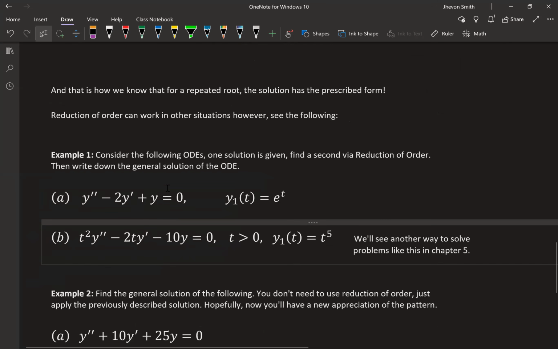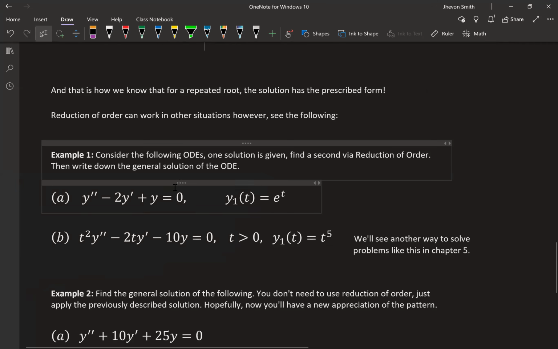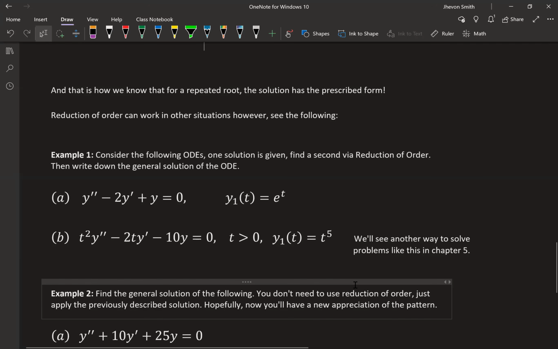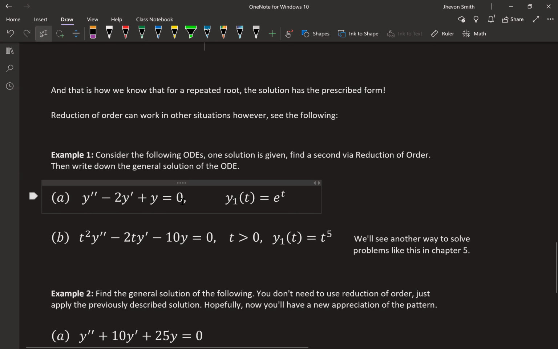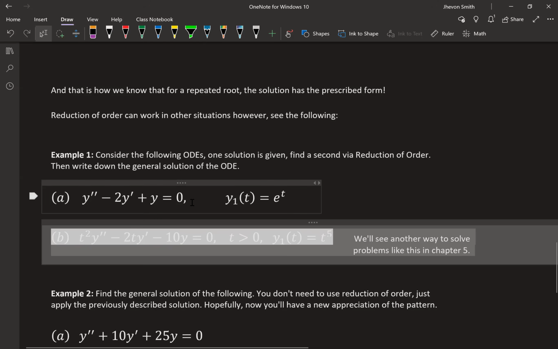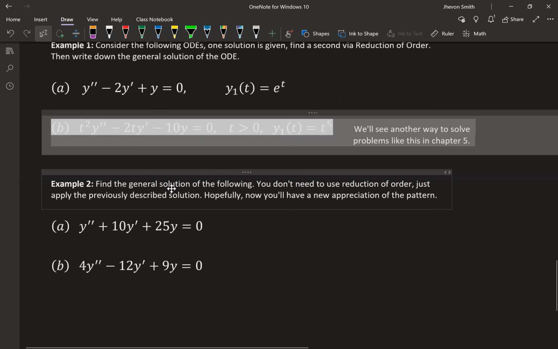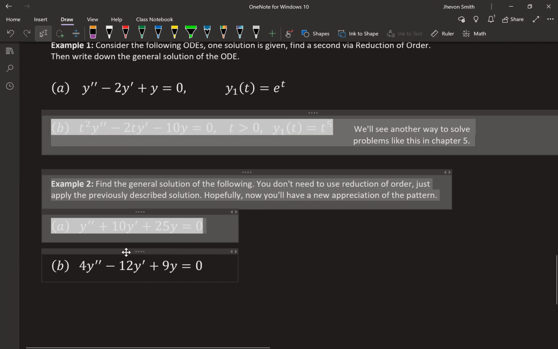So let's actually look at some examples here. Consider the following ODEs. One solution is given, so I'm telling you one solution. Find a second via reduction of order. Of course you could find both solutions by using what I told you previously, but here we're going to use reduction of order specifically, just for you to see how it would work out with actual numbers.